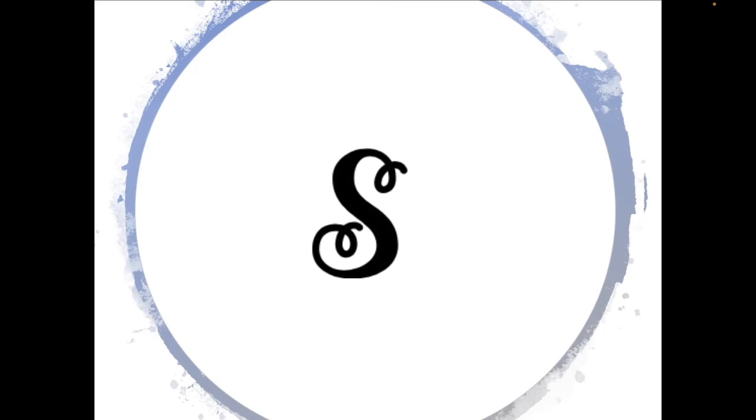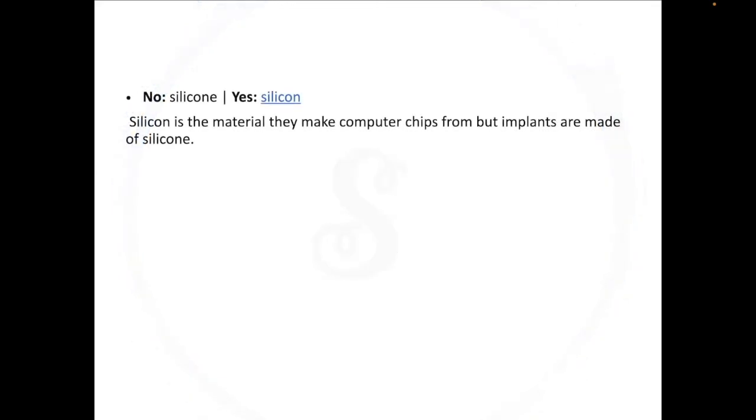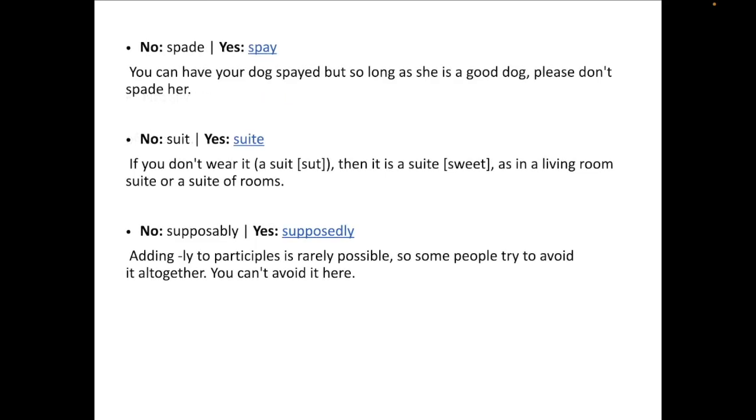The next letter is S. It's not "silicon," it's "silicone." Silicon is the material they make computer chips from, but implants are made of silicone. It's not "spade," it's "spay." You can have your dog spayed, but as long as she is a good dog, please don't spade her.